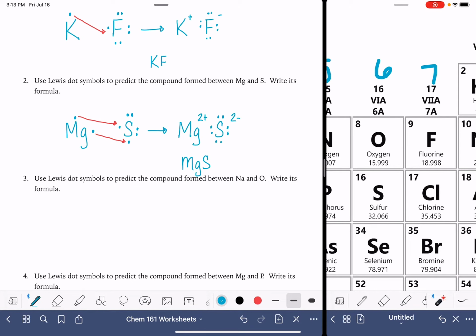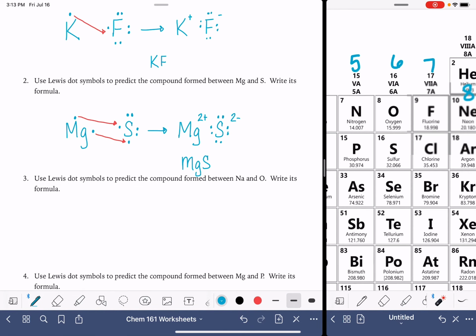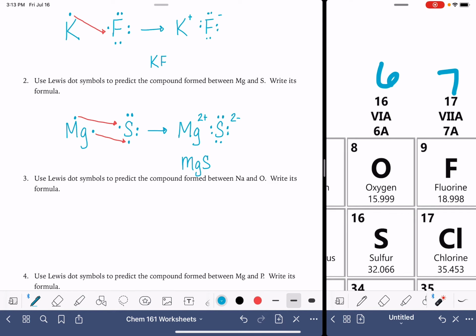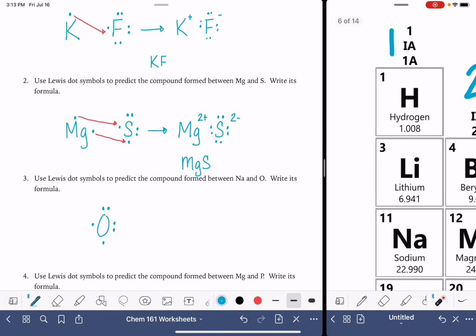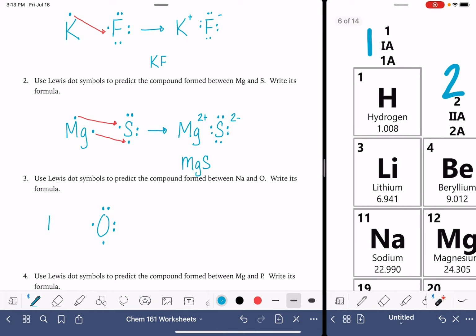Next one, we're going to try sodium and oxygen. We're already on oxygen, so let's draw that Lewis dot symbol first. Oxygen, like sulfur, has 6 valence electrons. And then sodium, on the other side of the periodic table, has 1 valence electron. So what do we want to do here? We want to get rid of this 1 electron on the sodium. We want to add 2 electrons to the oxygen.